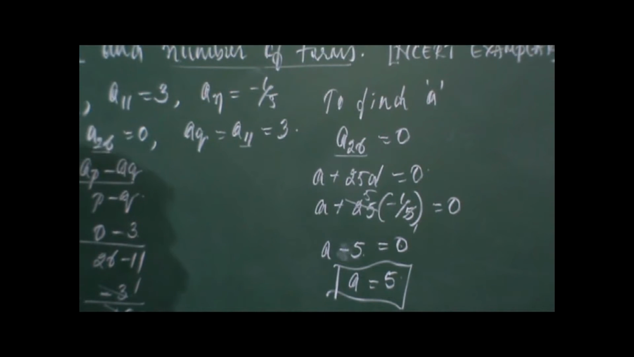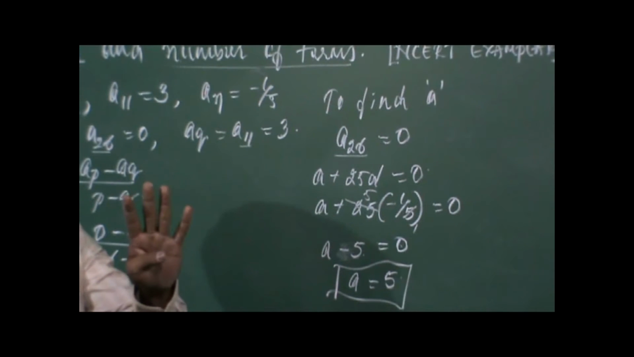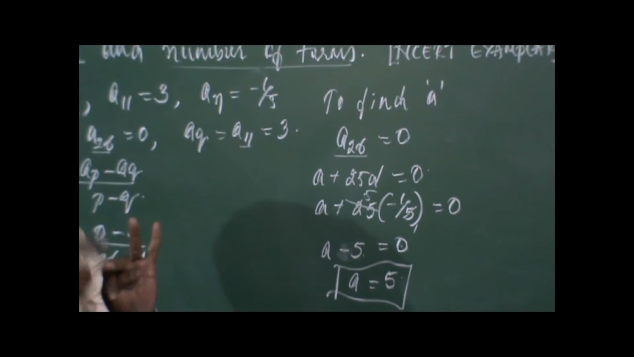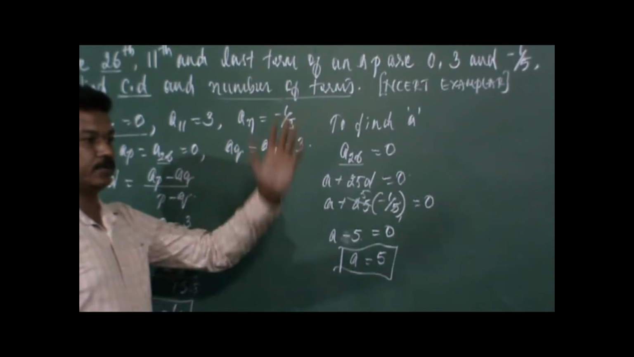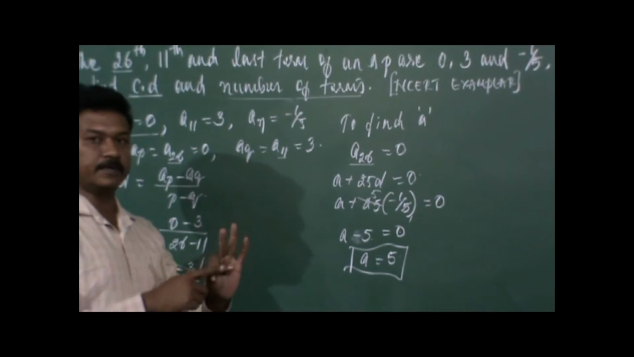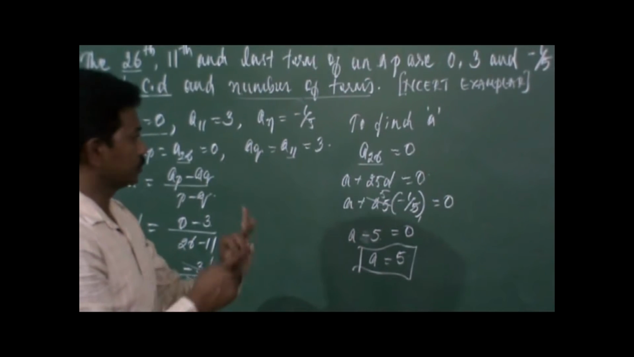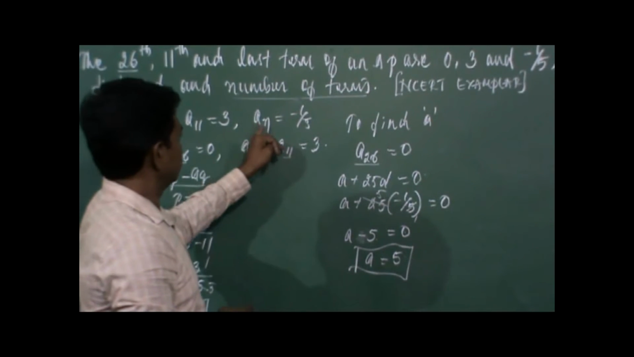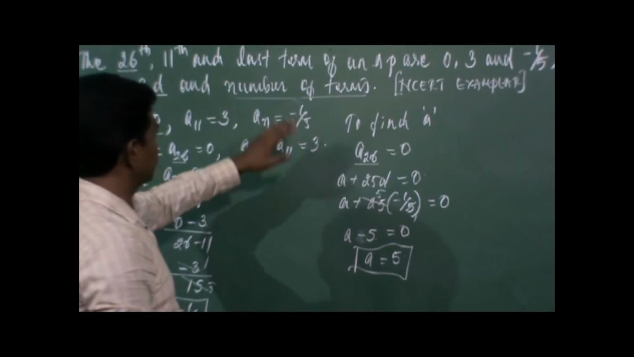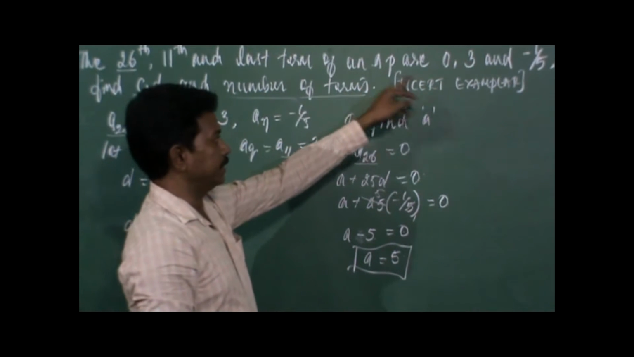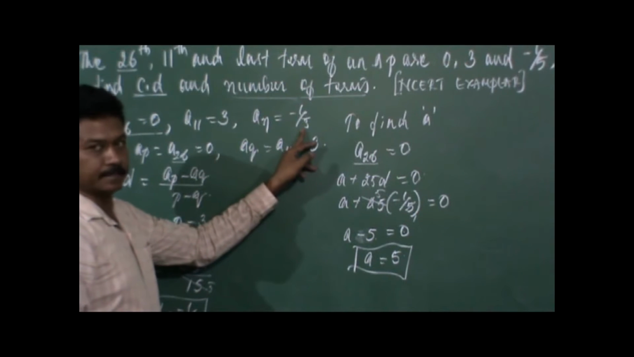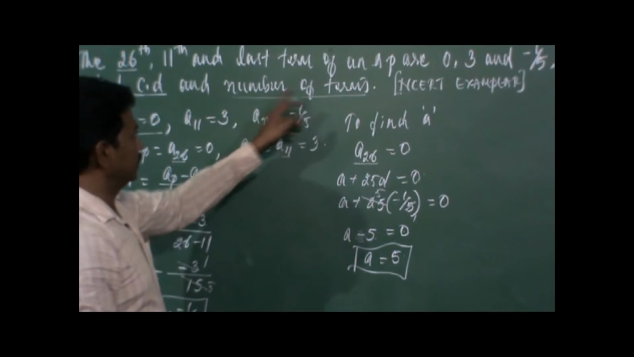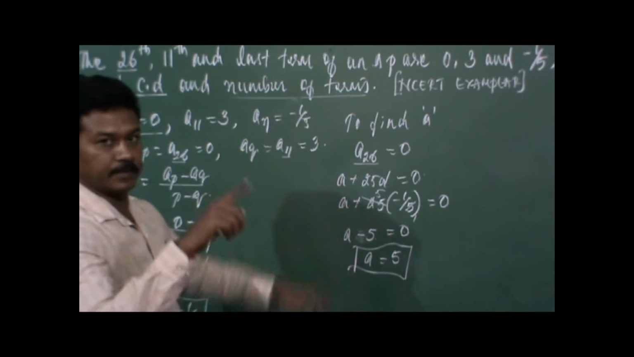If you want to find the number of terms, in the nth term formula we have 4 elements: one is the nth term, one is A, another is n, another is d. In order to find the number of terms, you should know the values of the nth term, common difference and first term. In this problem the nth term is given as minus 1 by 5, since he has mentioned the last term of the AP is minus 1 by 5, so that term can be considered as the nth term. So we are left with only one element, that is, we have to find the value of n.